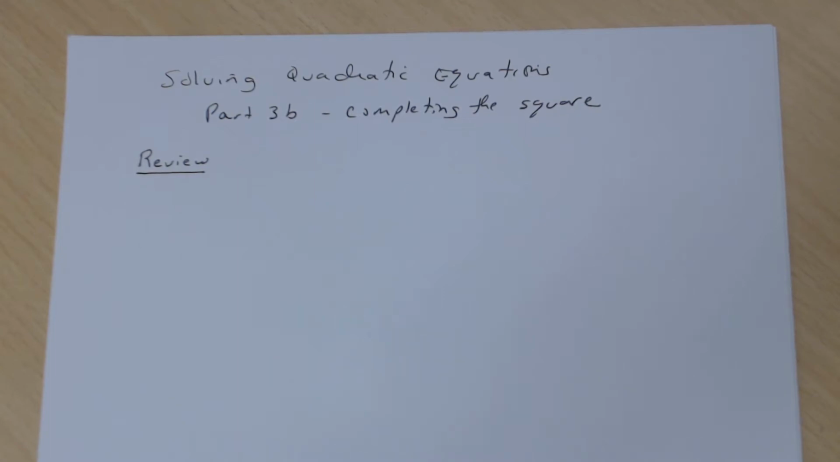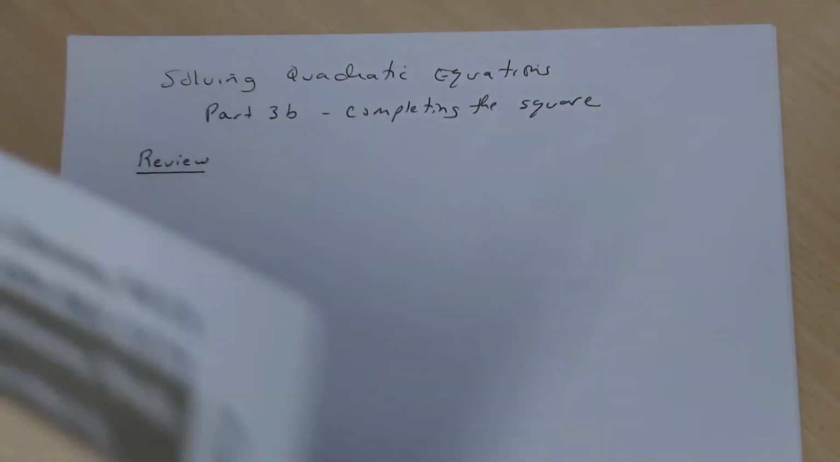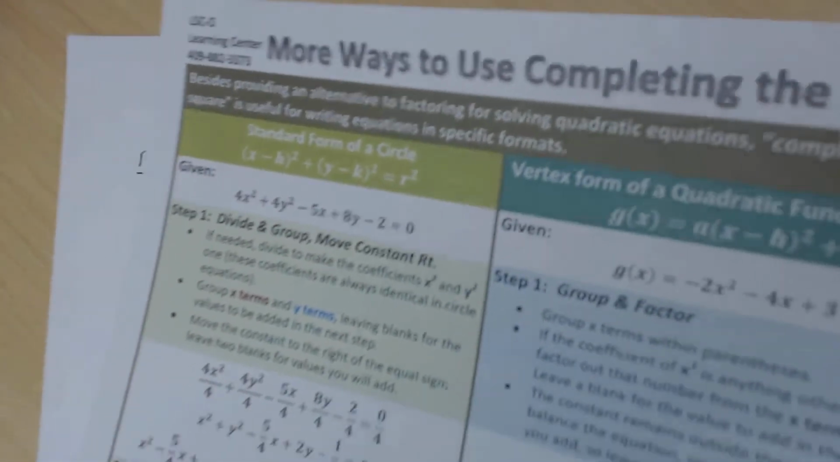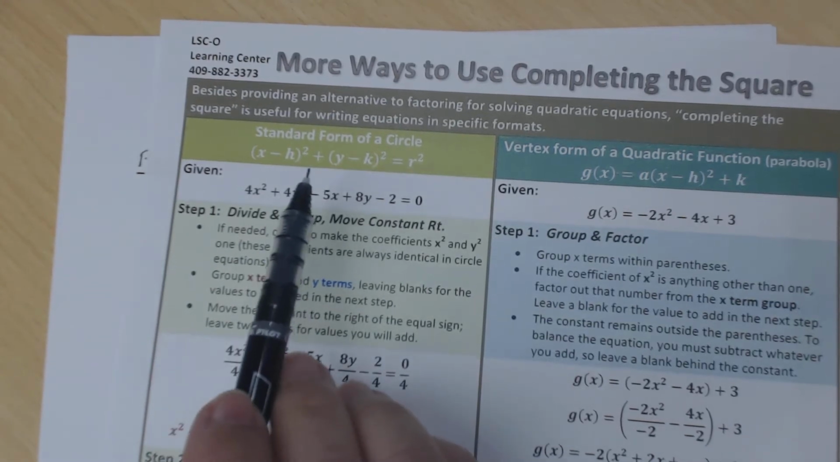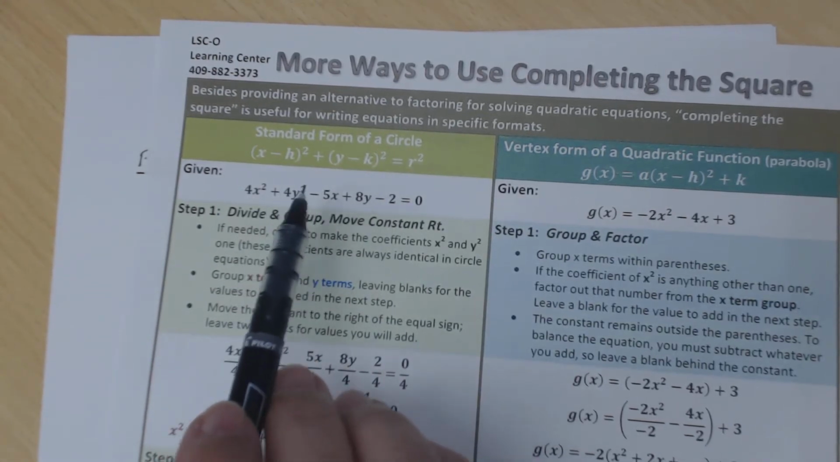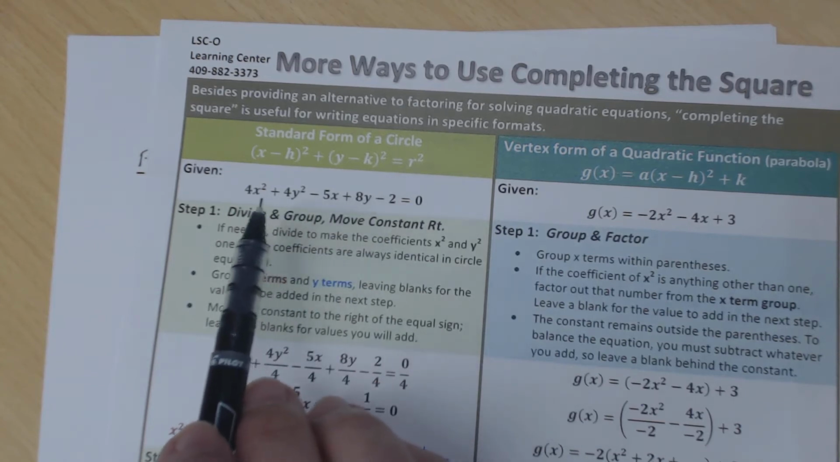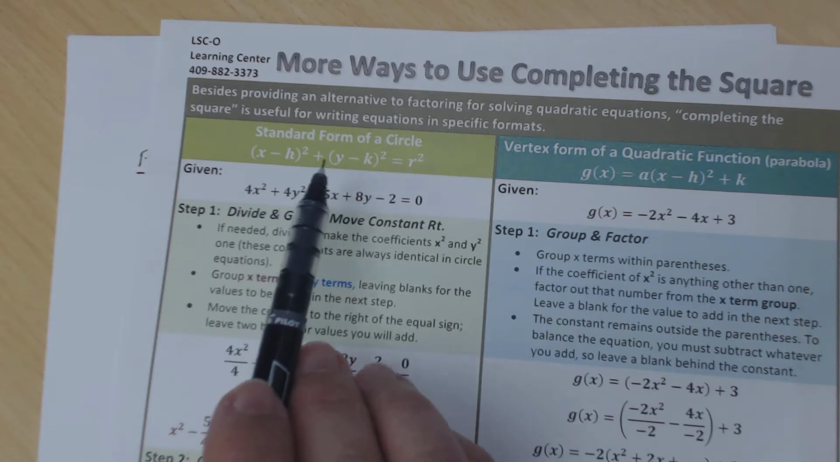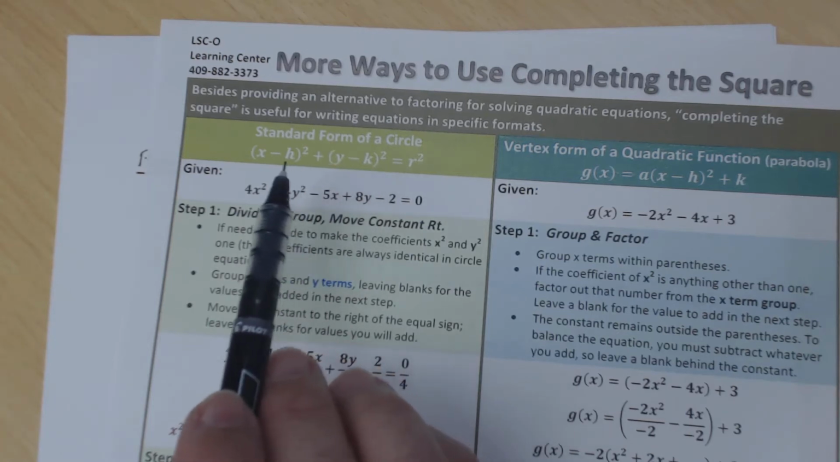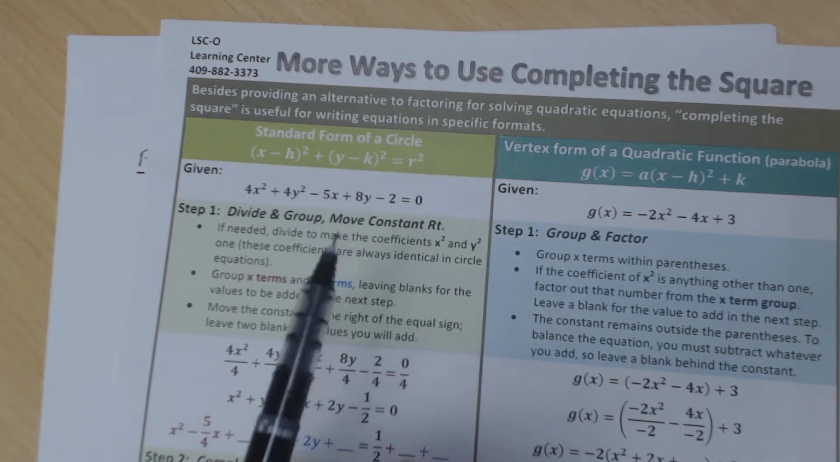Okay, so in part 3b of solving quadratic equations, we're going to look at completing the square. One of the things you're going to need the concept of completing the square for will be when we get into circles. At some point you're going to write the standard form of a circle. So given an equation that looks like this, you're going to use completing the square to write it in standard form, and that way you can find the center and the radius of the circle.